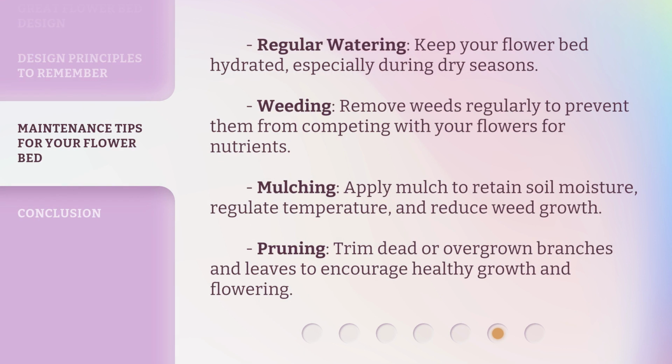Regular watering. Keep your flower bed hydrated, especially during dry seasons. Weeding. Remove weeds regularly to prevent them from competing with your flowers for nutrients. Mulching. Apply mulch to retain soil moisture, regulate temperature, and reduce weed growth. Pruning. Trim dead or overgrown branches and leaves to encourage healthy growth and flowering.